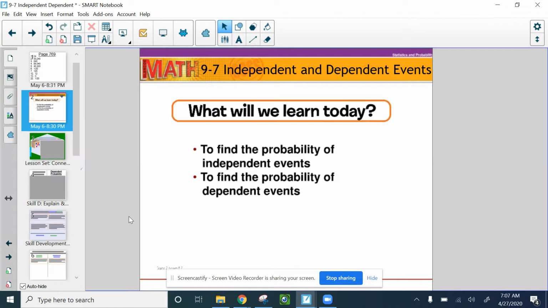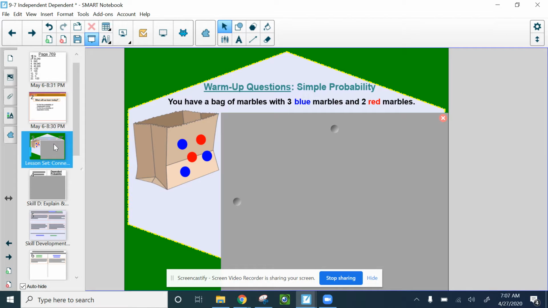Today we're going to talk about independent and dependent events in probability. And we're going to talk about how to find the probability when something's independent and when something is dependent. So first we're going to start with a quick warm-up question.